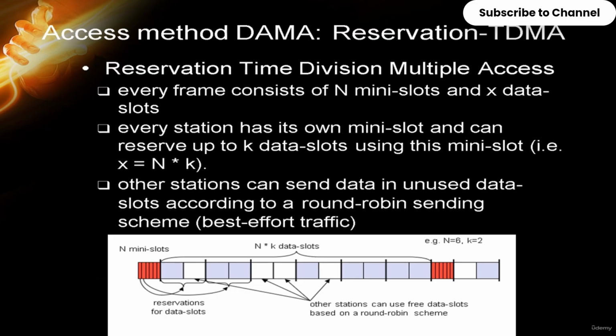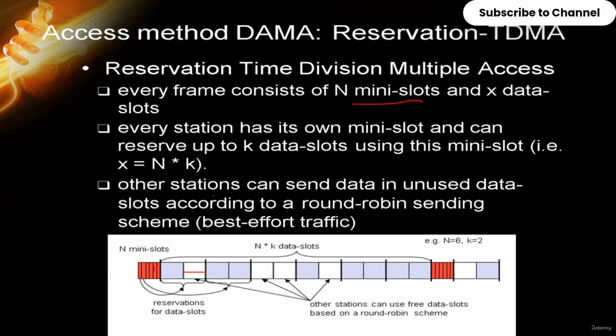Next is reservation with time division multiple access. Every frame has mini slots. So here the frame has some n mini slots, which are given like this. This is the mini slot, this is the mini slot, and then there are k data slots. So these are the data slots. Every station has its own mini slot and k data slots. The data slots are given with the formula n star k.